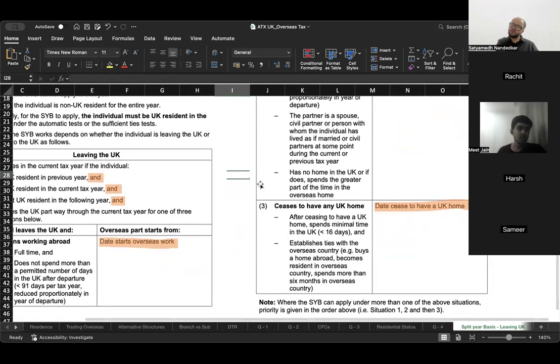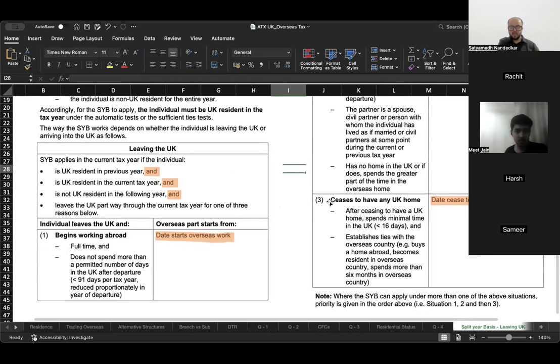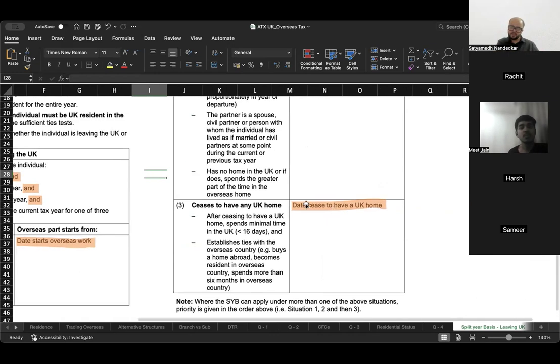या फिर the individual ceases to have any UK home and he goes to another country, purchases a house there and establishes ties with the overseas country. So that is what you mean by ceases to have any UK home. अब after ceasing to have a UK home, spends minimal time in the UK, less than 16 days, and establishes ties with the overseas country by setting up a house there, by taking a home, by buying a home there, or by renting a home there. He shifts his base to another country and spends more than 6 months in the overseas country. Then the split year basis will apply from the date he ceases to have a UK home.